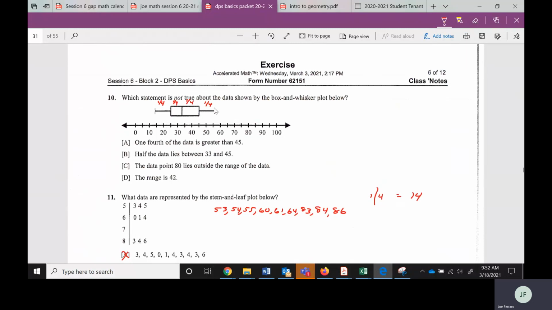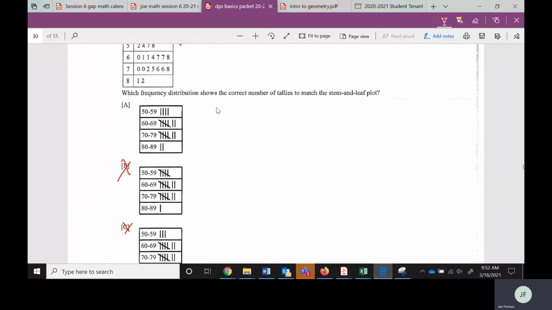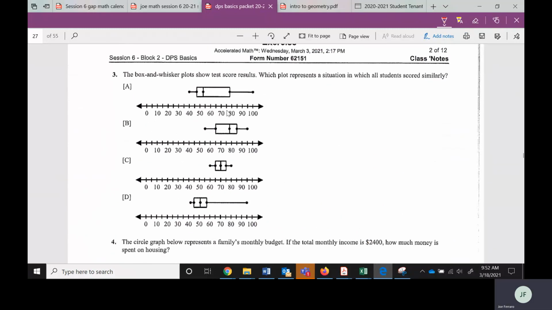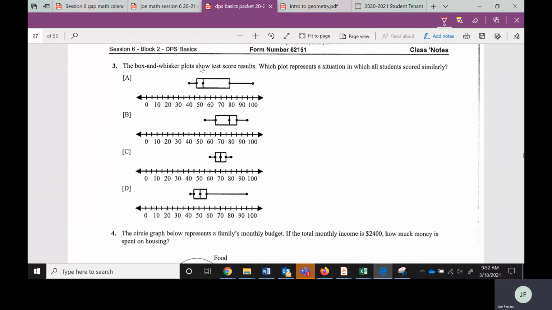One last problem, just to give you some understanding. Number 3, it's actually an easy problem, but you might not understand what it's asking. It says a box and whisker plot shows test score results. Which plot represents a situation in which all students scored similarly?